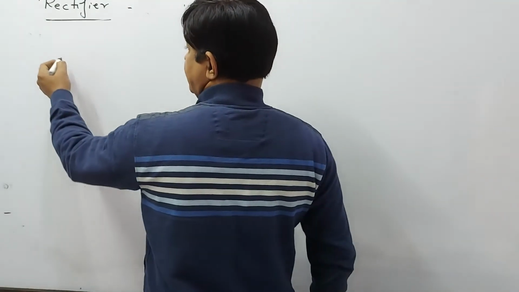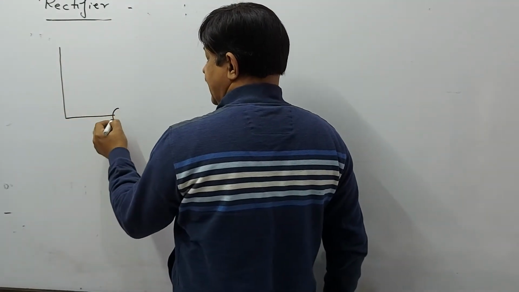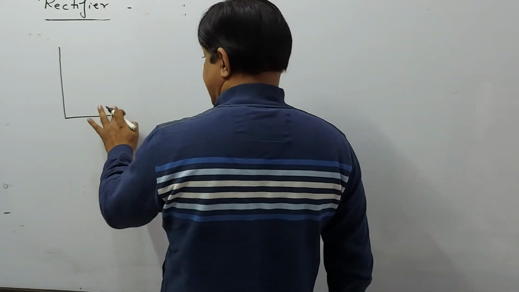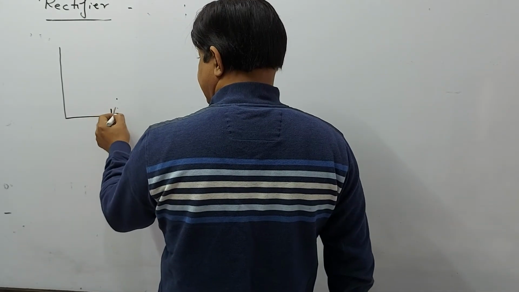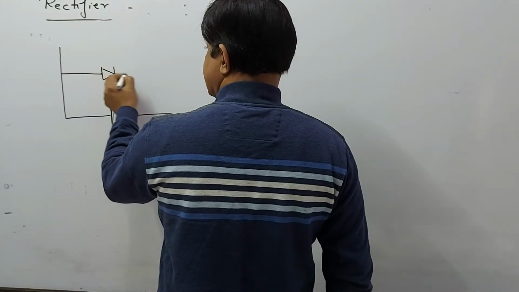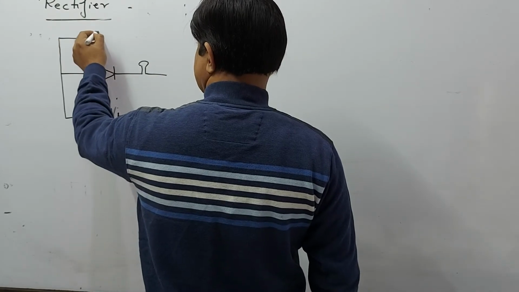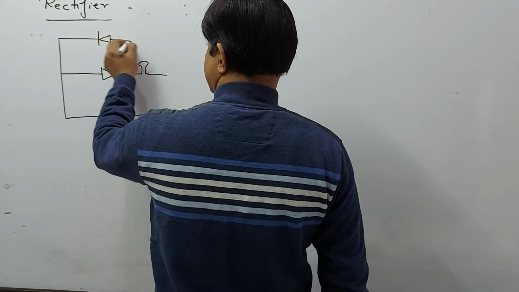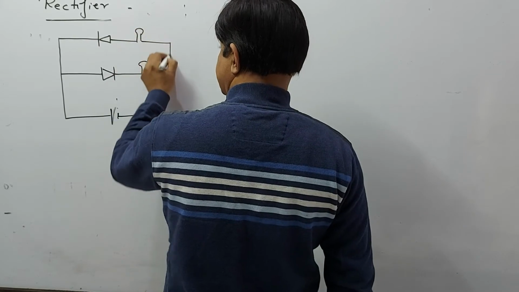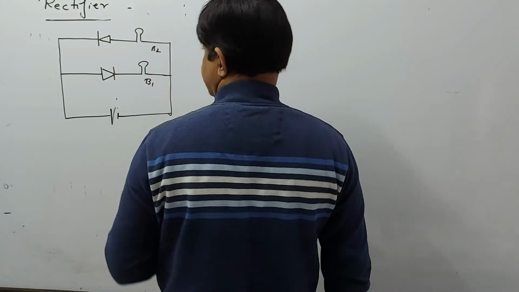So whenever we have this kind of circuits, ध्यान से देखिएगा, you have here a supply. Say we have a DC supply. One PN junction is here with a bulb. Another PN junction is here with another bulb. This is bulb B1. This is bulb B2.